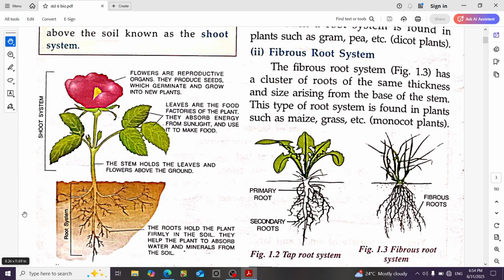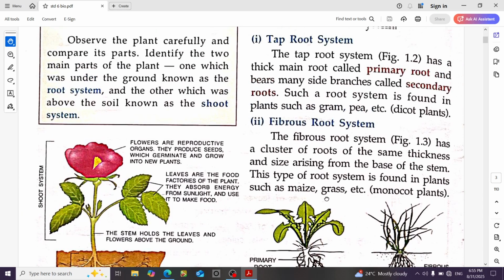So, what is the function of the root? The root holds the plant into the soil. It helps to absorb water and minerals from the soil. The stem holds the leaves and flowers above the ground. You can see the flower, it's a reproductive organ, produces seeds which germinate and new plants are grown from it. The leaves are where the food is produced. They absorb the sunlight and use it to make the food.